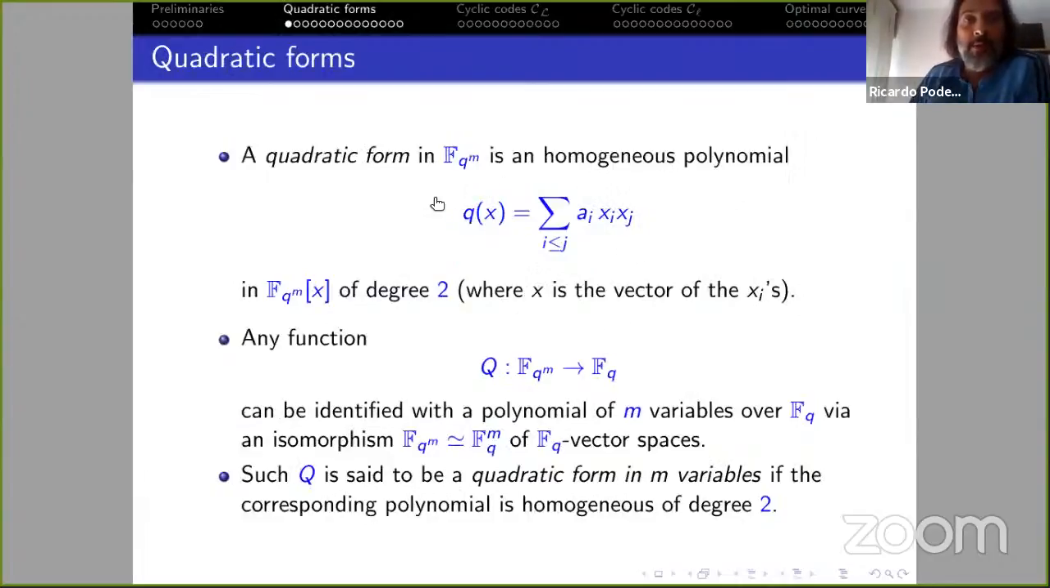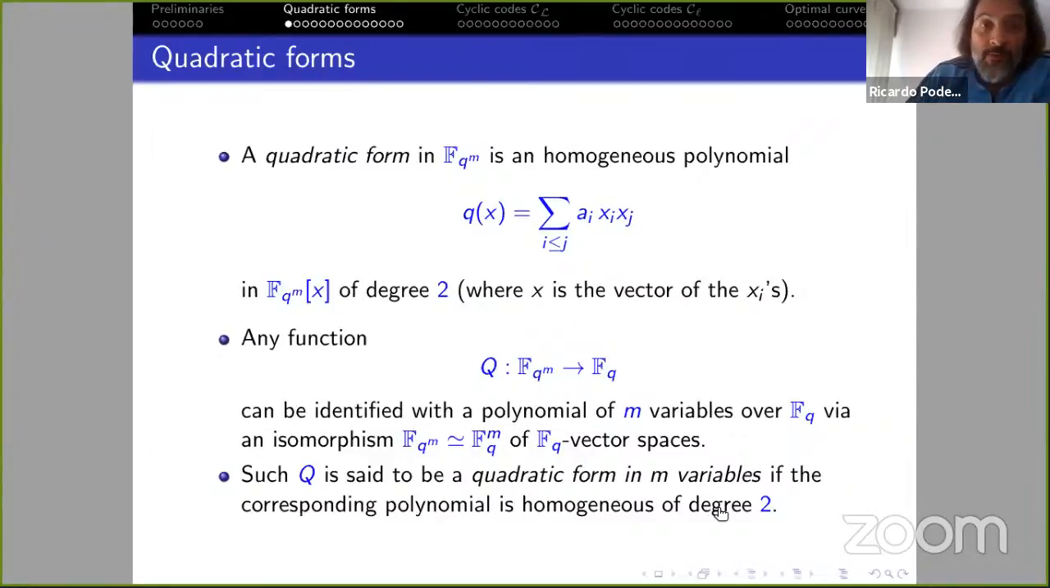Well, so I recall a quadratic form on a finite field is a homogeneous polynomial of degree 2, okay? But we want to consider more general functions. So suppose any function Q from the bigger field to the base field can be identified with a polynomial via an F_q vector space isomorphism. Okay, we will say that such a function Q is a quadratic form in n variables if the corresponding polynomial, this one that we can obtain here, is homogeneous of degree 2.